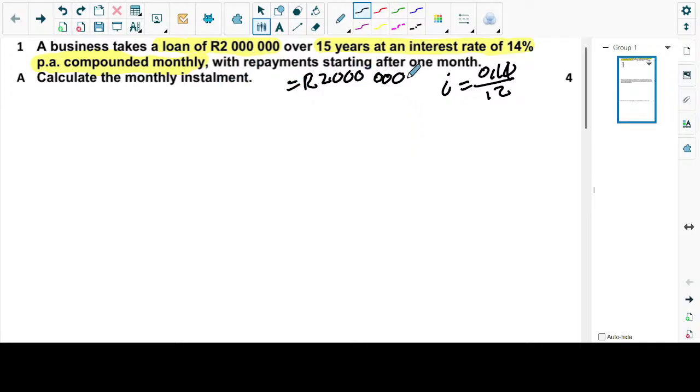Yes, compounded monthly, for how many years? And then they say with repayments starting after 1 month. So it's done for 15 years. Yes, for 15 years. Okay, sharp. Guys, if you take out the loan, we're not going to pay the loan immediately.